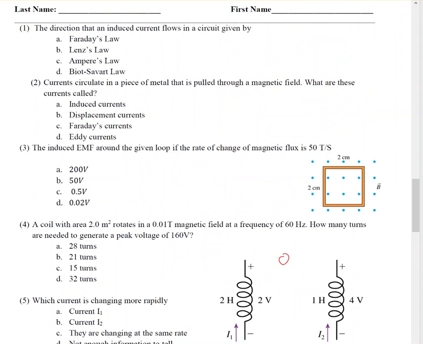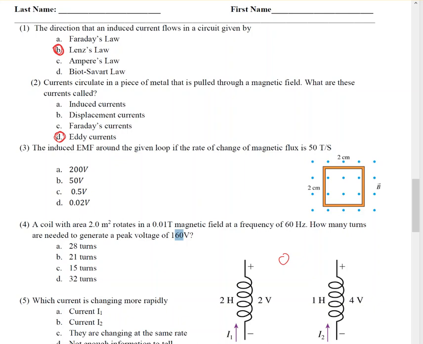Next, the direction that an induced current flows in a circuit is always given by using Lenz's law. The next one: currents circulate in a piece of metal that is pulled through a magnetic field, what are those currents called? Those currents are called eddy currents. Those currents happen in the iron core, so they are also called core losses.